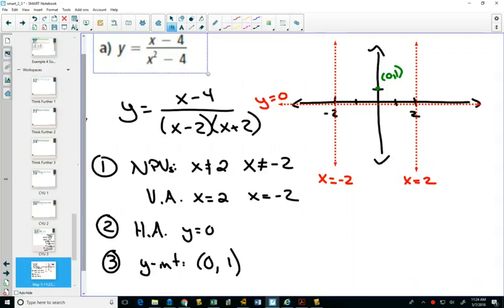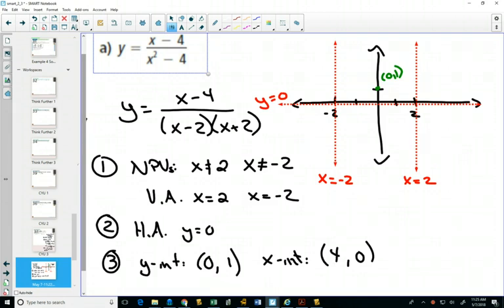Then we find all of our x-intercepts. Our x-intercepts is when you plug in 0 for y. When you plug in 0 for y, you get 0 equals this fraction. And I've said this before, the only time a fraction is equal to 0 is if the numerator is equal to 0. So you just need to check the top, x minus 4. What would make that equal to 0? It would happen at 4.